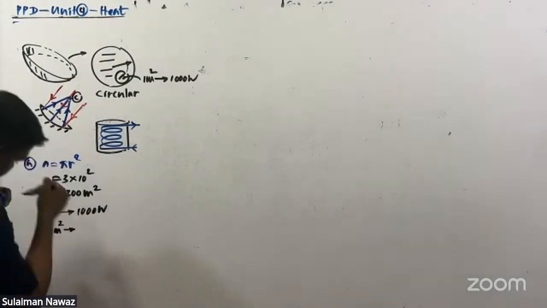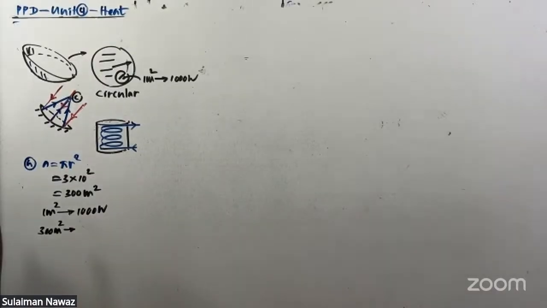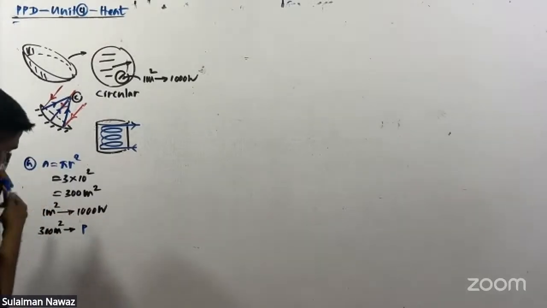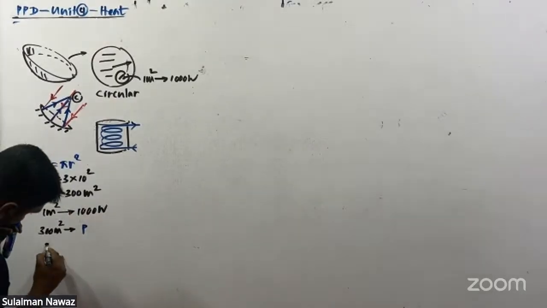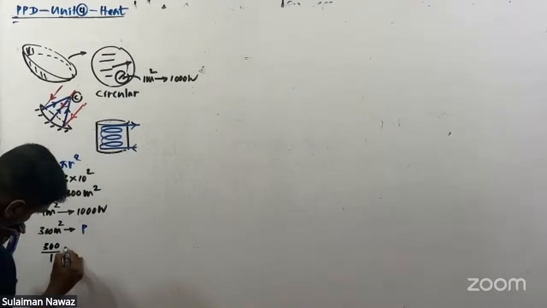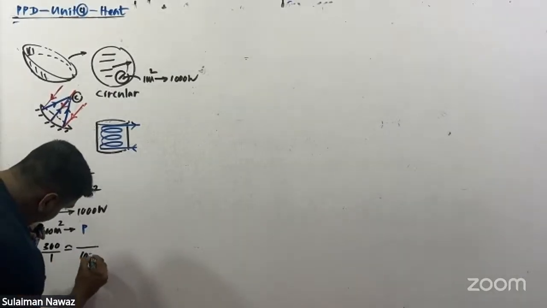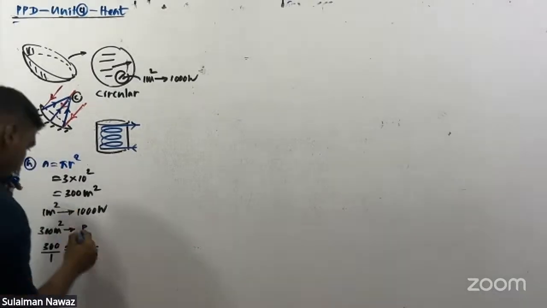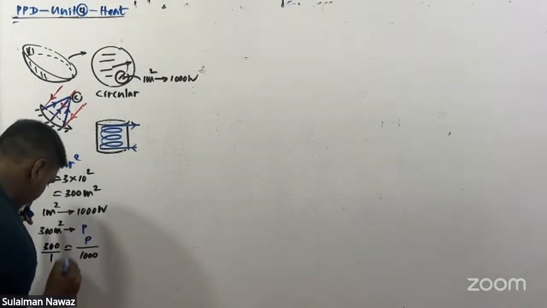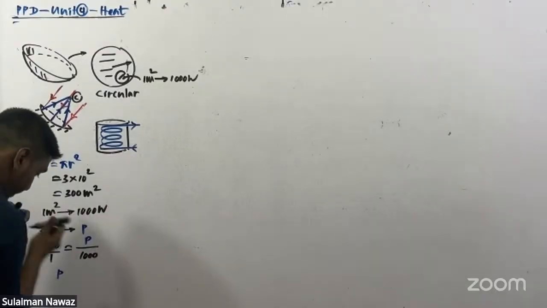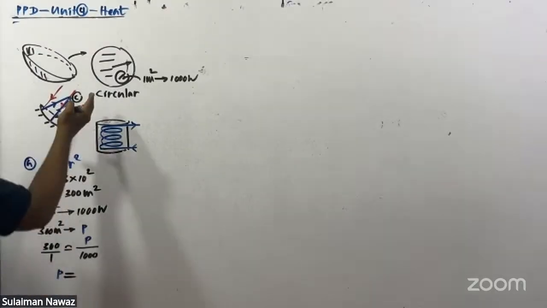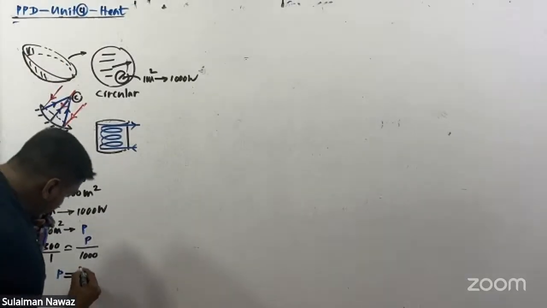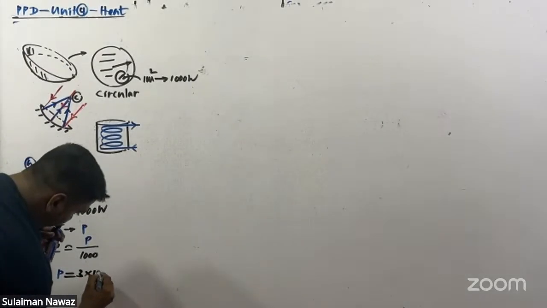the solar power is, let's say, capital P. Then you can tell that 300 over 1 is equal to capital P over 1000. Then you can write down capital P, the solar power incident on this disk, as 3 into 10 to the power 5 watts.